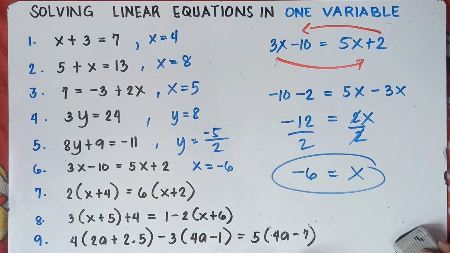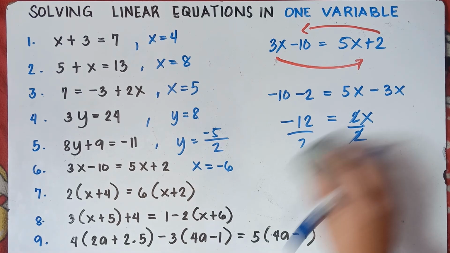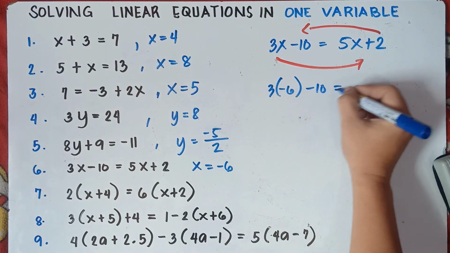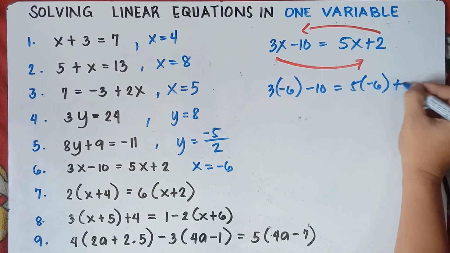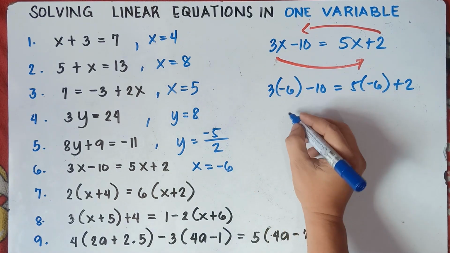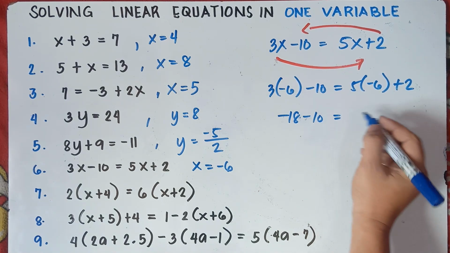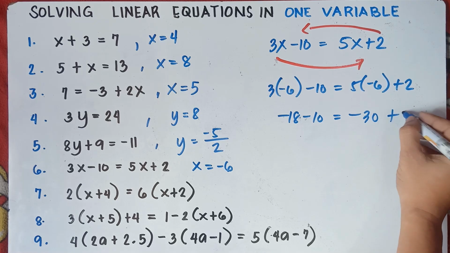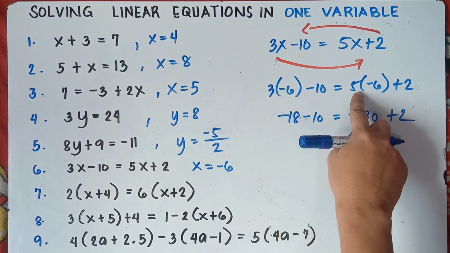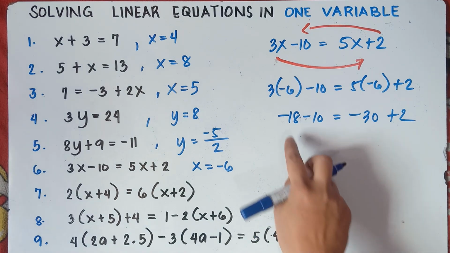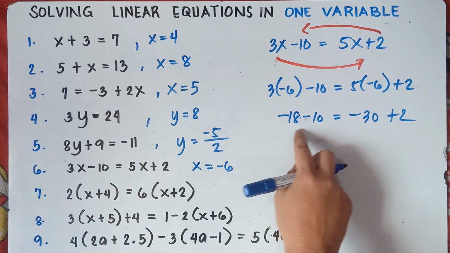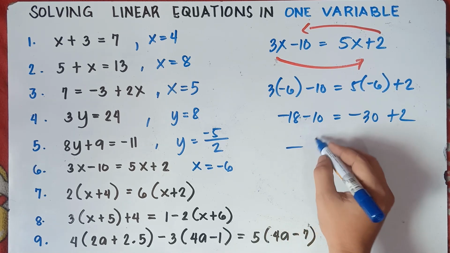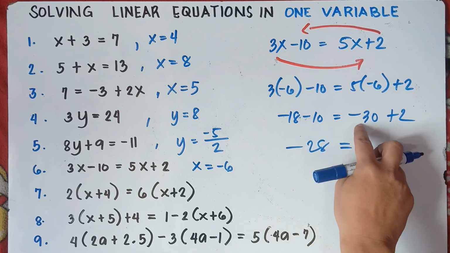Let's check if our answer is correct. So 3 times negative 6 minus 10 equals 5 times negative 6 plus 2. So 3 times negative 6, that's negative 18 minus 10 equals 5 times negative 6, that's negative 30 plus 2. So once again, negative times positive is negative. So we have negative 18 minus 10. Negative, negative, simply copy the negative sign, then add. This is negative 28 equals negative 30 plus 2.